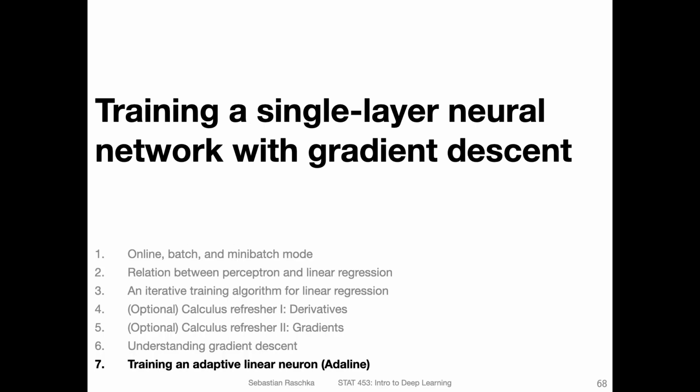Alright, so to end this lecture, let's talk about training a single layer neural network, an extension of linear regression for classification. So the ADALINE, the adaptive linear neuron.